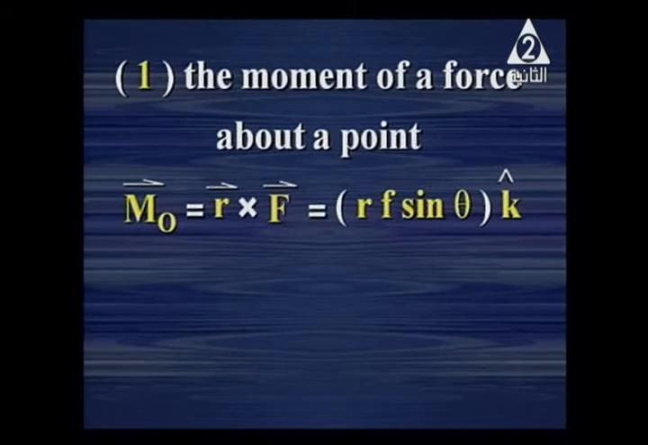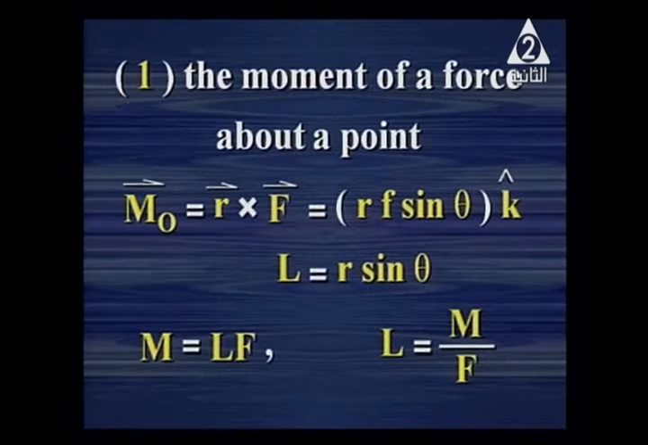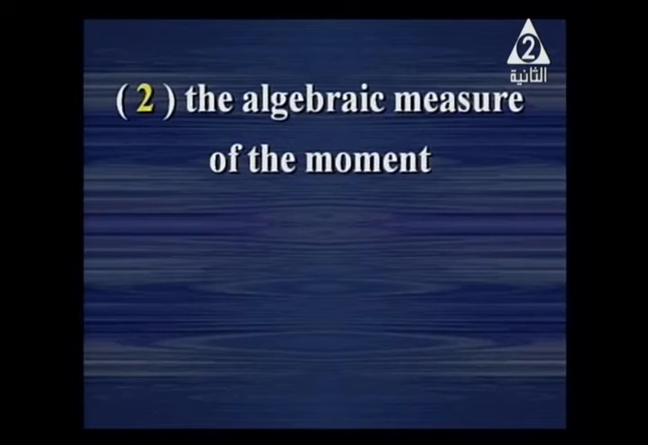R F sine theta. Why? By magnitude, the component of F in the x-axis is F sine theta. We replace F vector by F sine theta and R vector by R. We multiply R times F sine theta. Why? Because L equals R sine theta. What is the L? The perpendicular. In this case, moment equals L F. Therefore, L equals M over F.